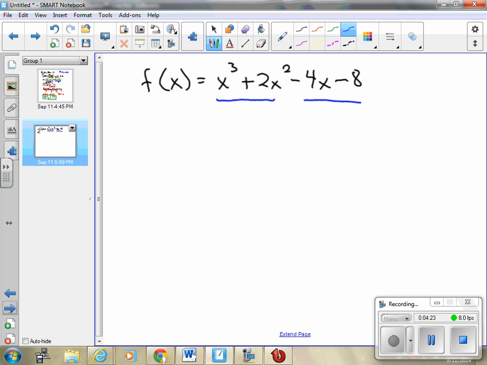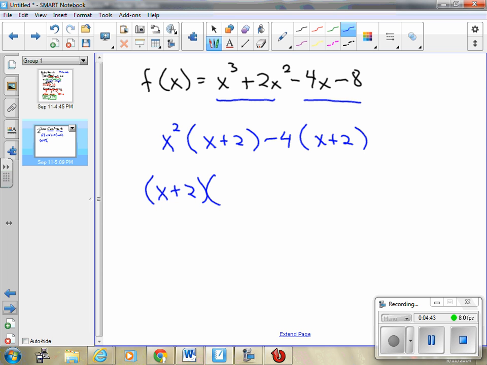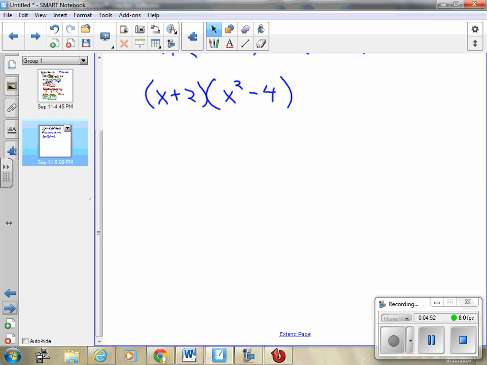So I'm going to group these two guys. Those are my two groupings, and out of the first grouping, I am going to take out an x squared, which is going to leave me an x plus 2. Out of the second one, I'm going to take out a minus 4, and that is also going to leave me an x plus 2. Out of those two terms, I'm going to factor out the x plus 2. Taken out of the first term leaves me only with the x squared. Taken out of the second term leaves me with the minus 4.